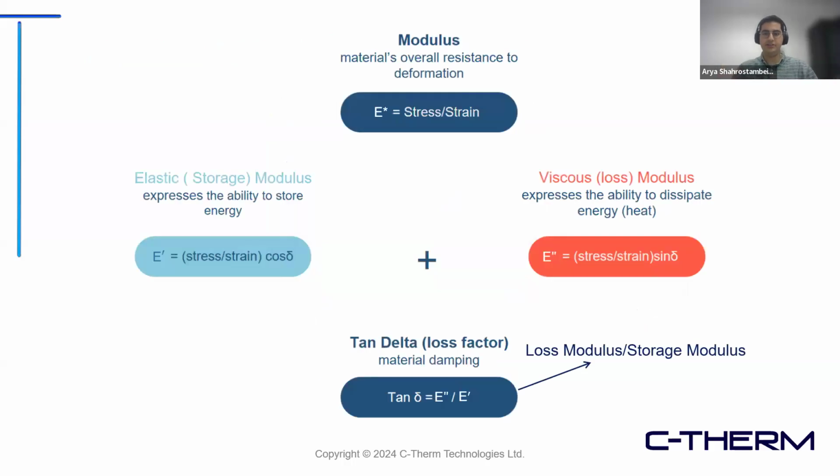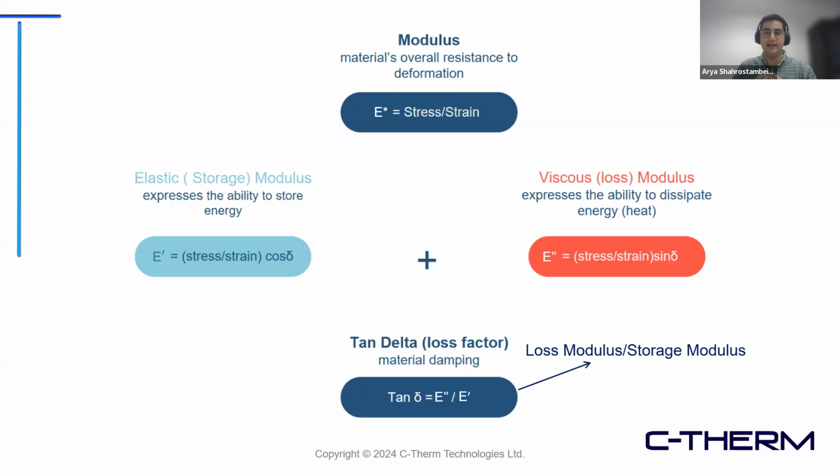So just to wrap up all the points that we talked about. So far we talked about modulus. Modulus is a material's overall resistance to deformation. It has elastic components and viscous components. Elastic or storage modulus expresses the ability to store energy, or if you remember exactly the height that ball can go and bounce back up.